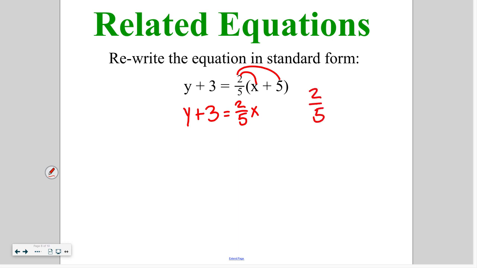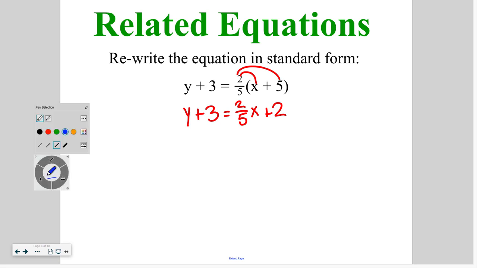Off to the side, if you remember when we multiply fractions, we multiply our top and our bottom. 10 divided by 5 gives me plus 2. So right now we have y plus 3 is equal to 2/5 x plus 2. One of the things we don't want in standard form, and that a lot of people don't like to work with, are fractions. So what I like to do next is get rid of that fraction.